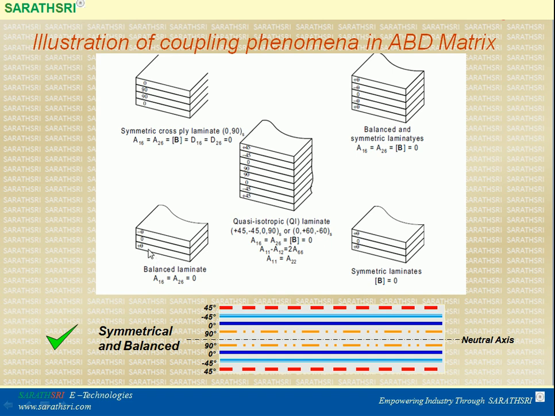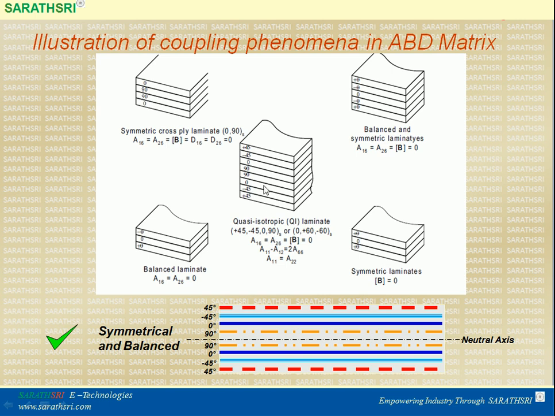But it is not a symmetric laminate. In a symmetric laminate, whatever theta is above the middle plane, the same theta exists below the middle plane of the laminate. That's why the B matrix is 0. But here, it is not balanced, so A16, A26, D16, D26 do not become 0.